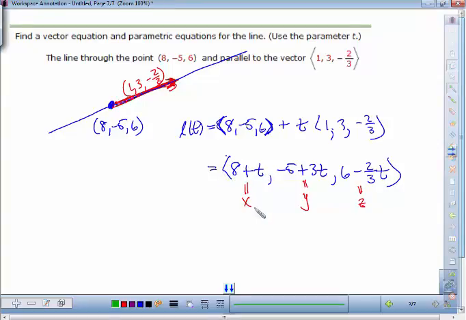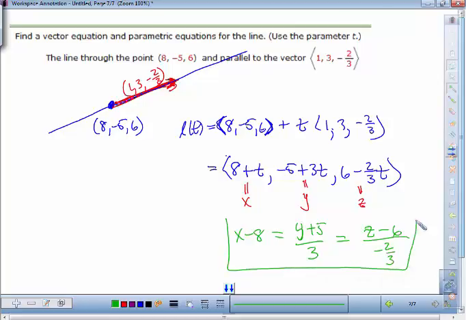This will be x minus 8. I'm solving for t. This is going to be y plus 5 divided by 3. And then I'm solving for t. This will be z minus 6 divided by negative 2/3. And then you can do that 3/2 business if you want. But this would be the symmetric equations.